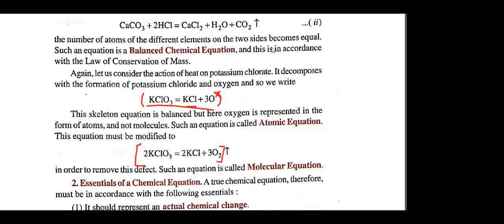So whenever we write a reaction, think about it. Suppose in a classroom 20 students enter. How many students should leave the classroom? 20 only. Is it possible that 20 will enter and 25 or 15 will leave? No, right? I guess this is very basic common sense.